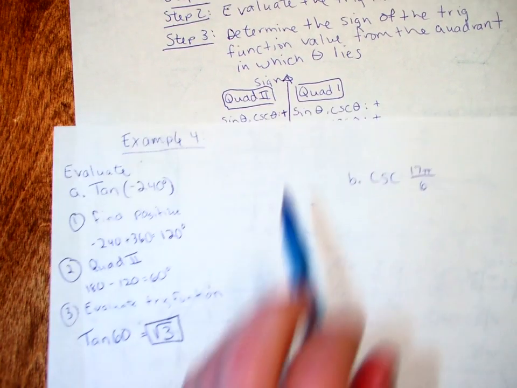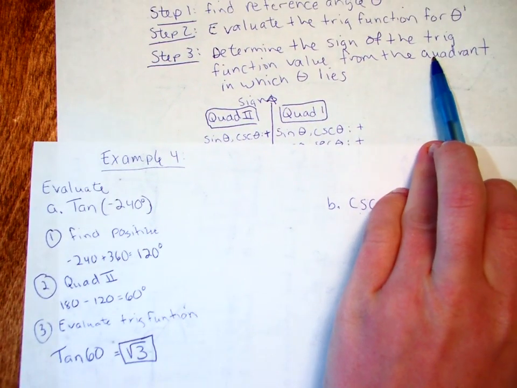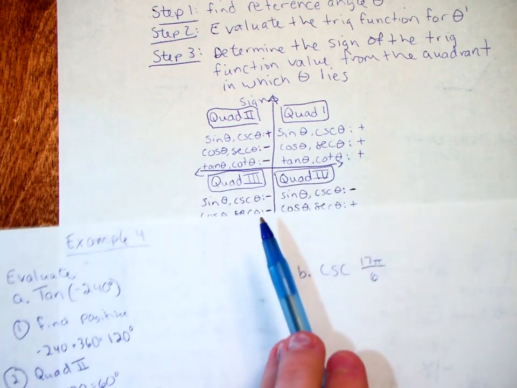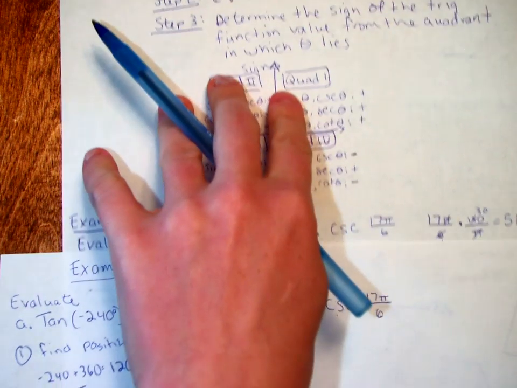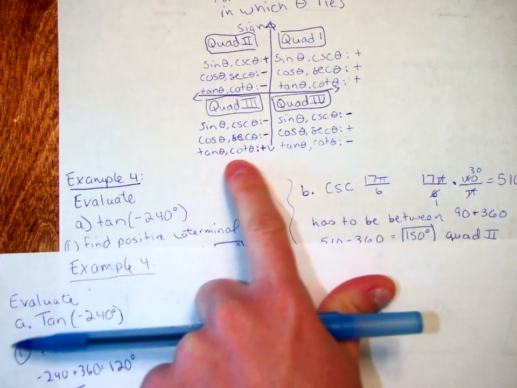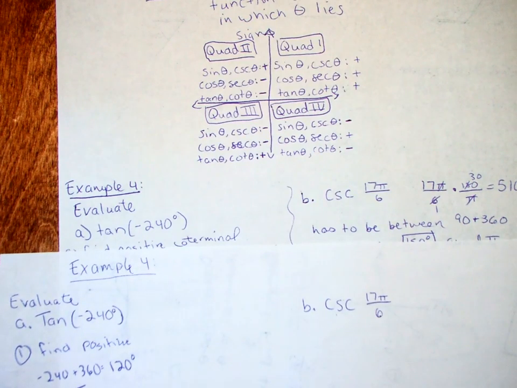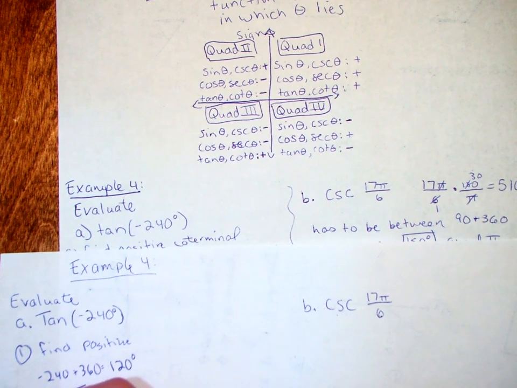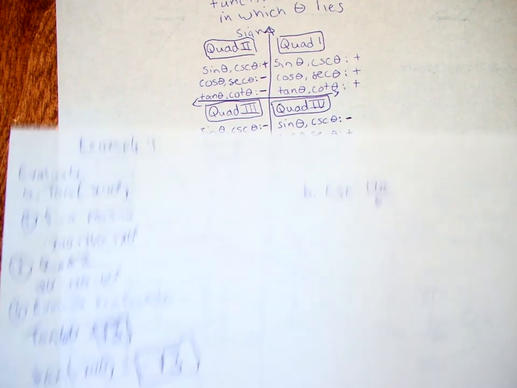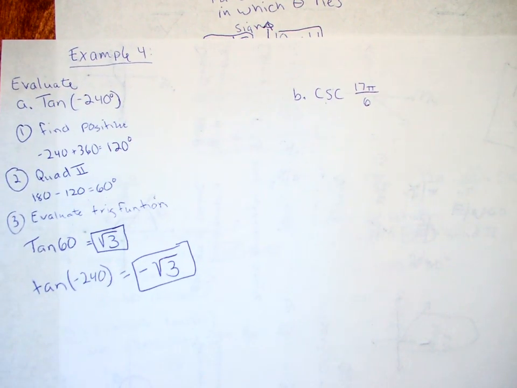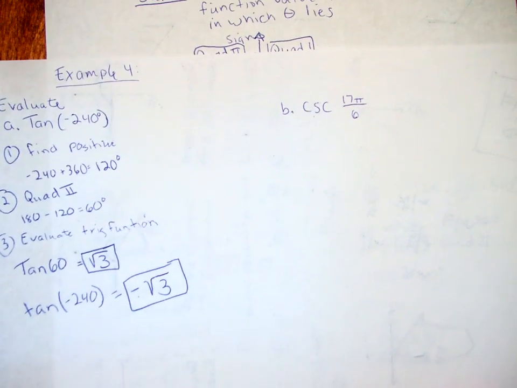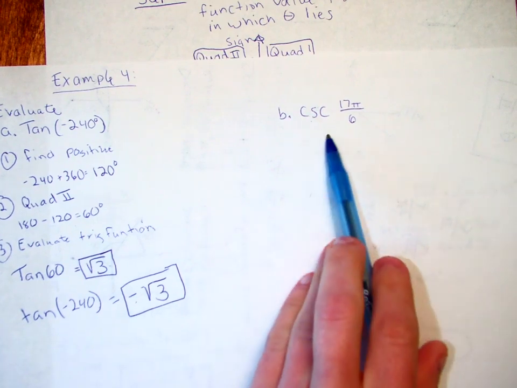All right, so step 3 says determine the sign of the trig function. So it lies in quadrant 2, and it's tan, quadrant 2, tan, negative. So tan of negative 240 therefore equals negative square root of 3. So it's a little bit goofy as far as it takes a couple steps to get through, but not too bad. All right, so let's look at the next one.